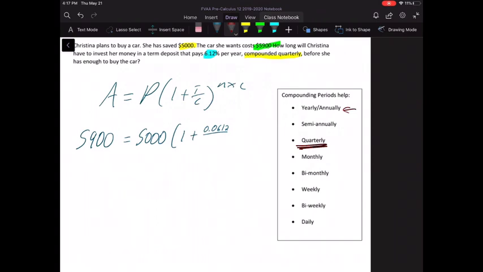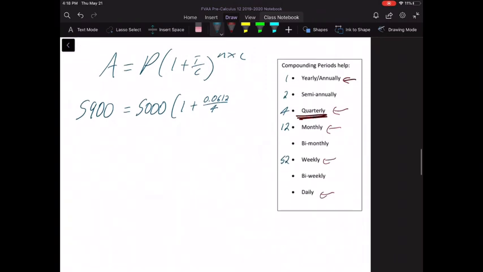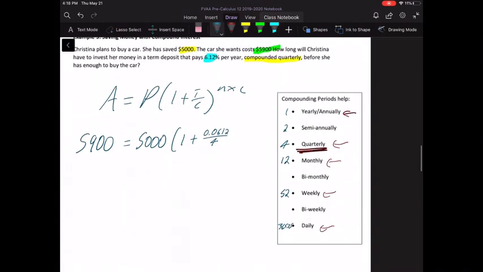Sometimes it's annually, sometimes it's quarterly, sometimes it's monthly. Those are the main ones. It's very rarely daily or weekly, but if you can, the more compounding periods, the better. But it doesn't make a huge difference. Here, compounded quarterly means there are 4 quarters in a year, so you would put a 4 in c. For monthly it would be 12, semi-annually would be 2, annually is 1, weekly would be 52, and daily would be 365.25, that you would put in the place of c.